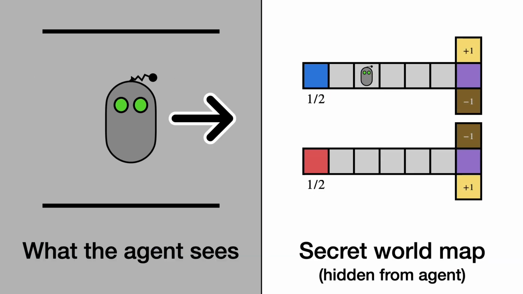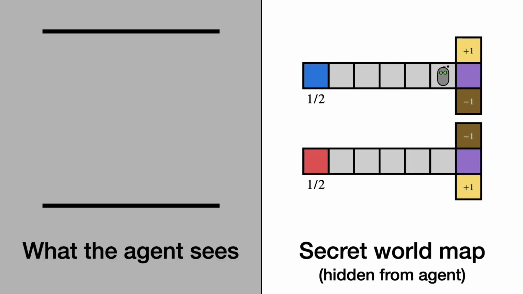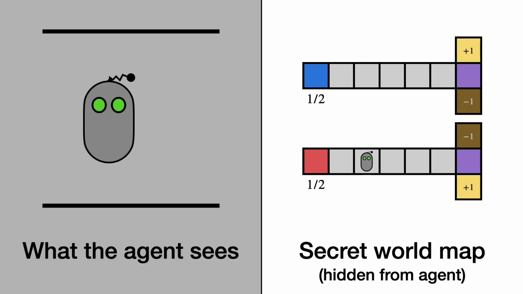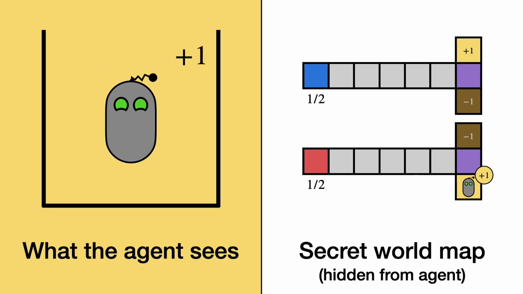2 parallel hallways, each with a different initial observation and leading to different reward configurations. If the agent's going to do well, it's going to have to remember the initial observation all the way to the junction, and then choose the action that leads to the reward.